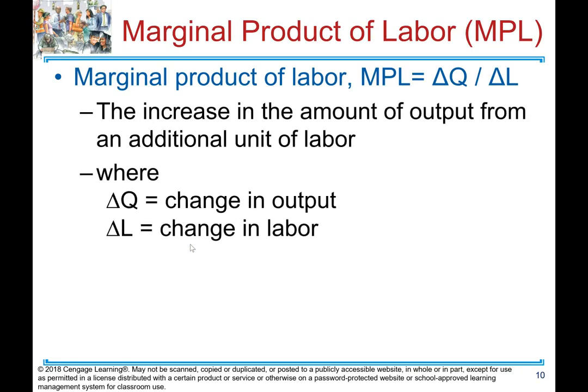Marginal product of labor, MPL. The marginal product of labor, or the MPL, is delta Q over delta L, or the change in output divided by the change in input. It is the increase in the amount of output from an additional unit of labor, where delta Q is the change in output and delta L is the change in input.